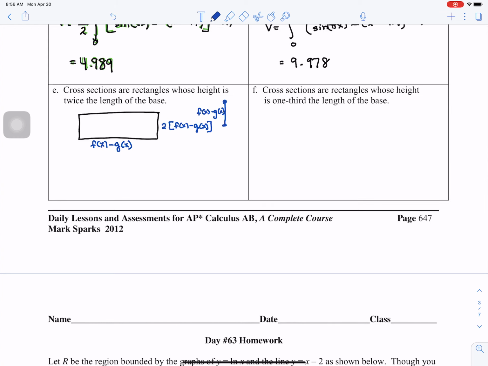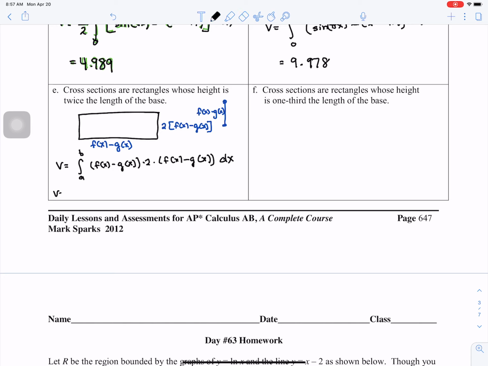So this one's a little bit different because even though we don't have a known formula for it, you need to be able to derive it. So my volume would be the integral from 0, or a to b in this case, just generically. My base of the rectangle is f of x minus g of x. The height of the rectangle is 2 times f of x minus g of x. Now, I integrate that with respect to x because I do the integral of the area of one piece and the area of one piece and then do it over all pieces from a to b.